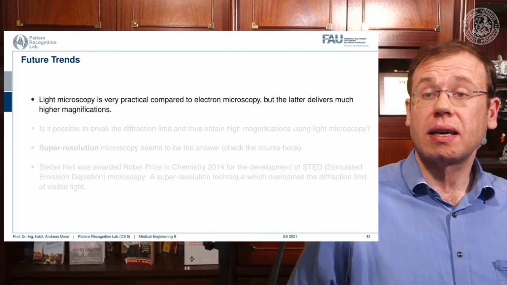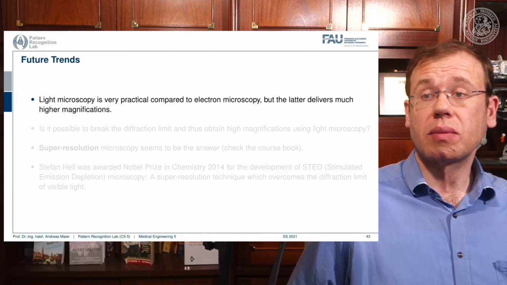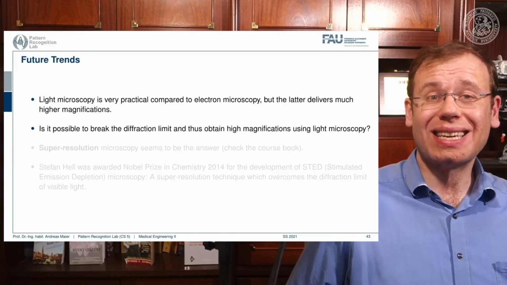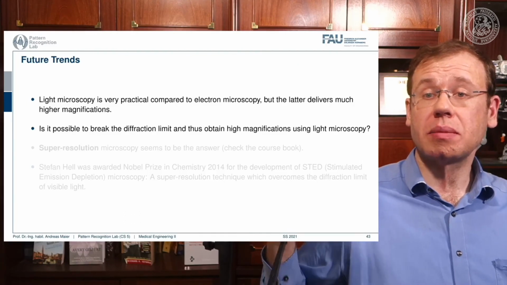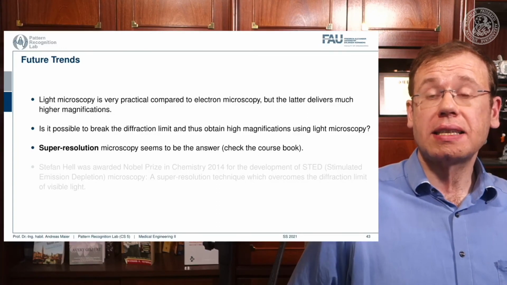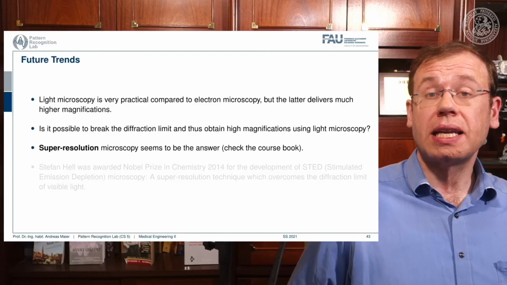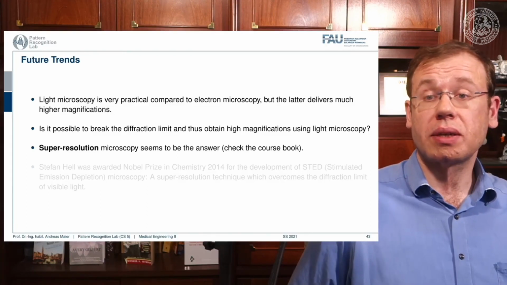Light microscopy is of course very practical in comparison to electron microscopy, but of course it doesn't have as high magnification. So the question is, can we actually beat this physical limit with light microscopy? And there is an approach that is called super resolution microscopy, and this actually can beat the physical diffraction limit of light. And this is also something that we discuss in the course book, so if you're interested in that, have a look at the script, and I can definitely recommend to read it.